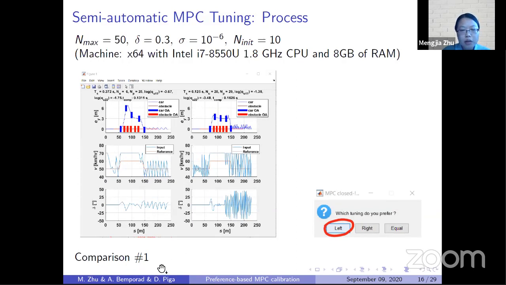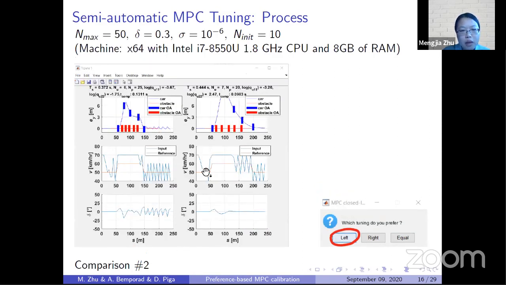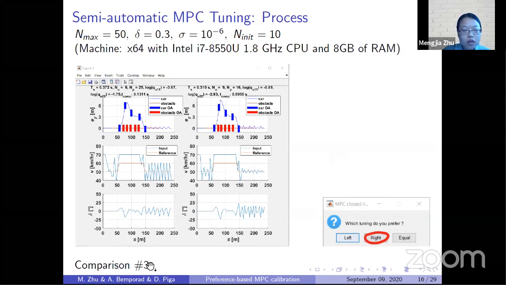So this is the first comparison that's made. In this case, we choose the left over the right. Even though the right seems a little bit better, we notice that its computational time has exceeded the sampling time. For the second comparison, we choose the left over the right, because for the right case, the lateral movement is a bit too far. And for the third comparison, we choose the right over the left, since the velocity of the right scenario is better, less aggressive compared to the left one.